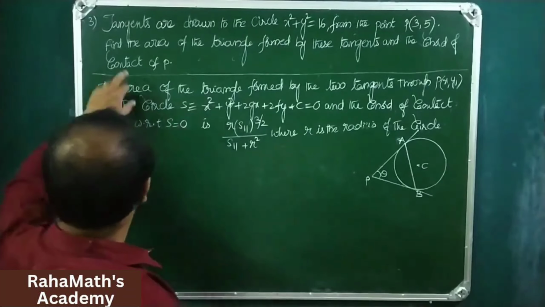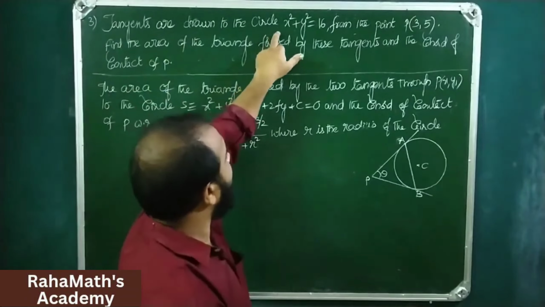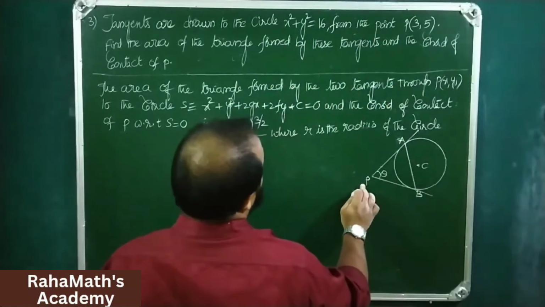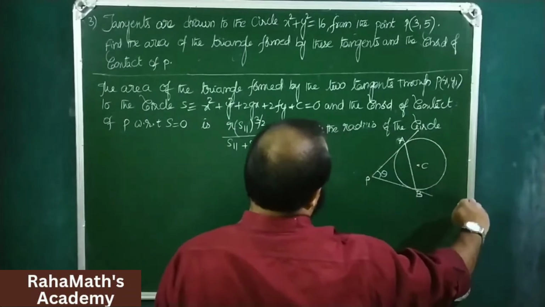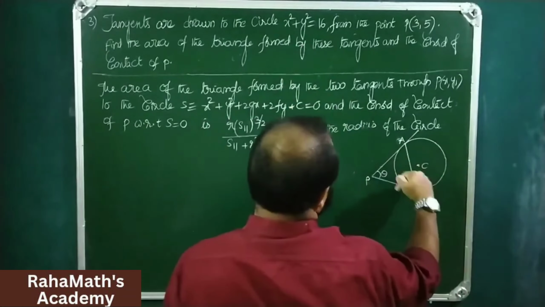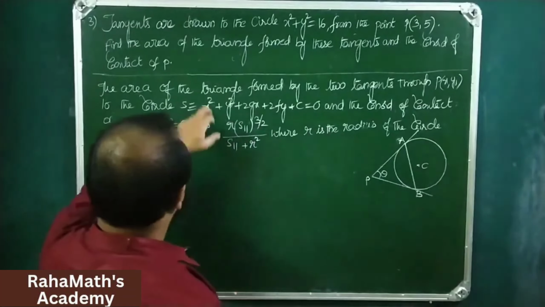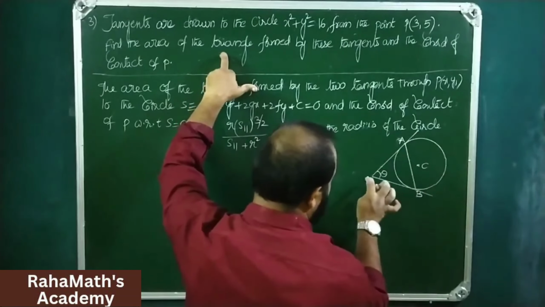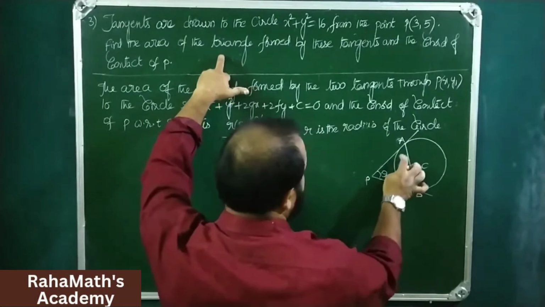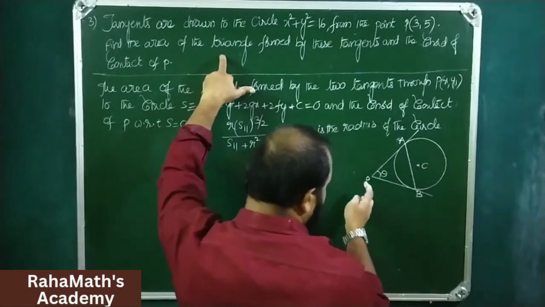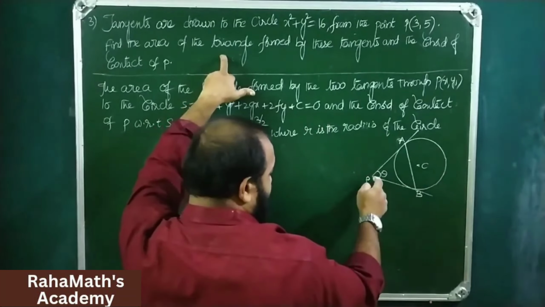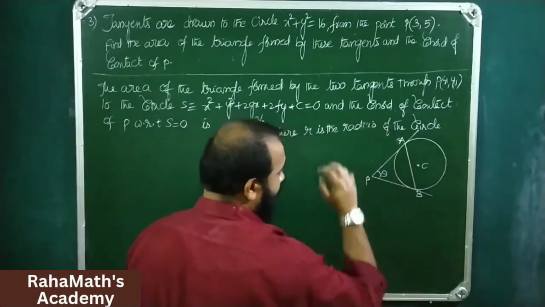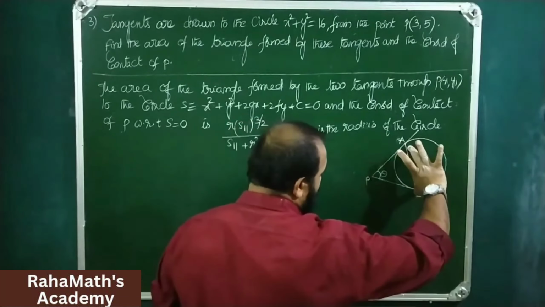The next question is: tangents are drawn to the circle x square plus y square equals 16 from the point P. So from the point P, two tangents are drawn to the circle x square plus y square equals 16. Find the area of this triangle. This triangle is formed by the two tangents drawn from external point P to the circle, and if P is a point, then this is the chord of contact. So this triangle is formed by two tangents and the chord of contact.